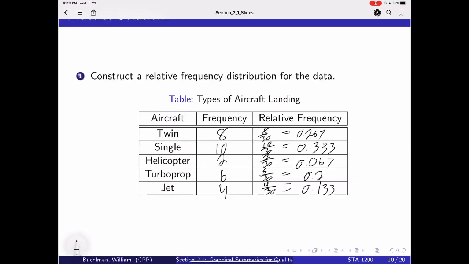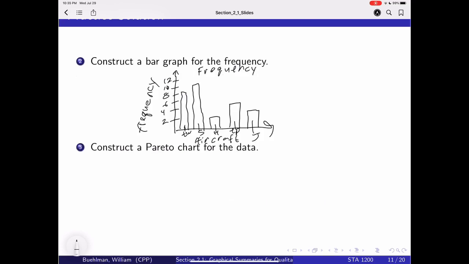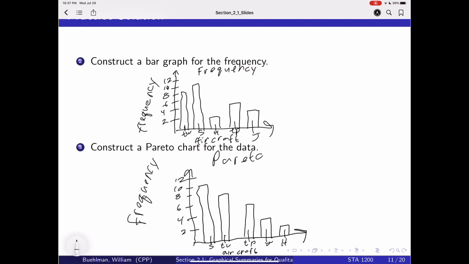Here we have the frequencies and relative frequencies. So if you go back and you were to count them, these are the answers you would get. So now we're going to go into the bar graph and Pareto chart. So here we see the frequency bar graph. TW stands for twin, TP stands for turboprop, and you can see how each bar goes up to the frequency. And next we will have the Pareto chart. Now we see the Pareto chart of the frequency. We just have it from, again, largest to smallest. So single, then twin, then turboprop, then jet, then helicopter.